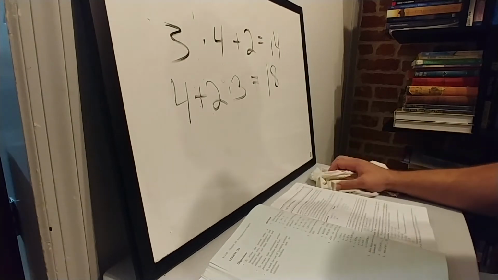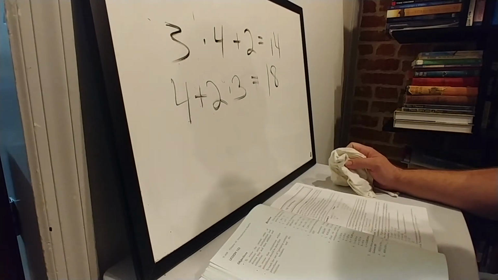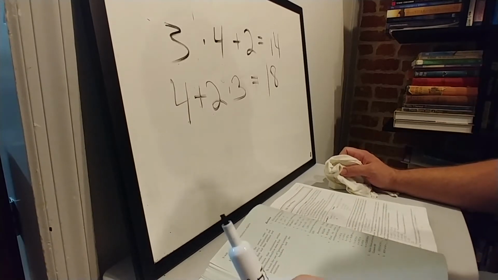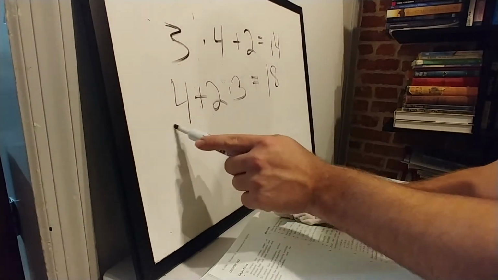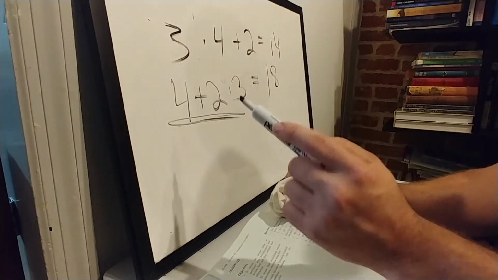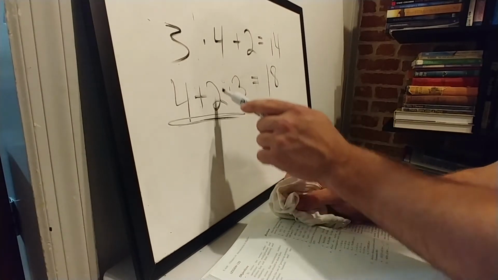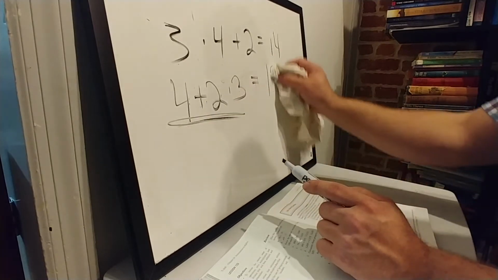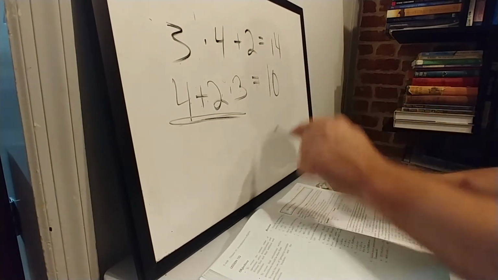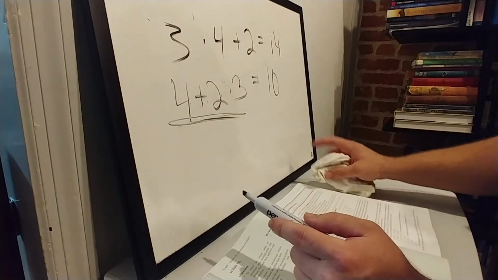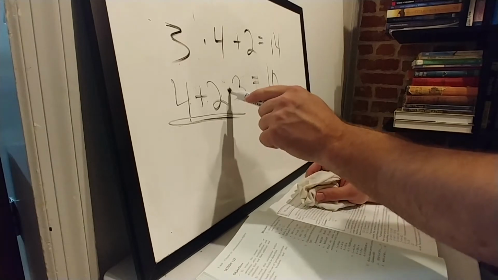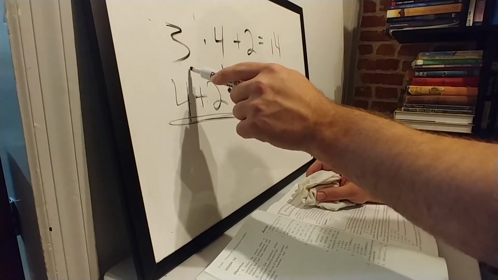But that is incorrect. In algebra, there are always certain things to do first. So in a problem like this, multiplication is always first. So you would go 2 times 3 is 6 plus 4 is 10. So when you're doing algebra, the answer to this right here would be 10, because you must do the multiplication first and the addition second.